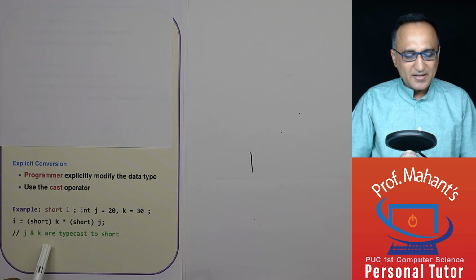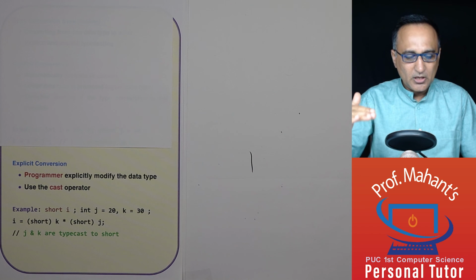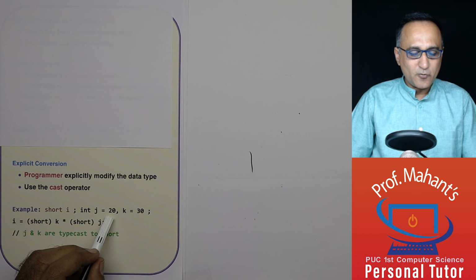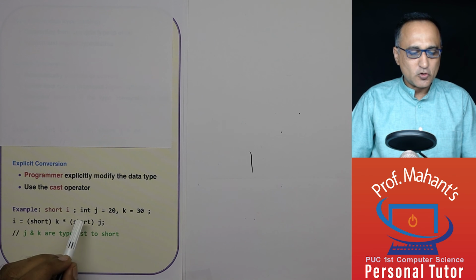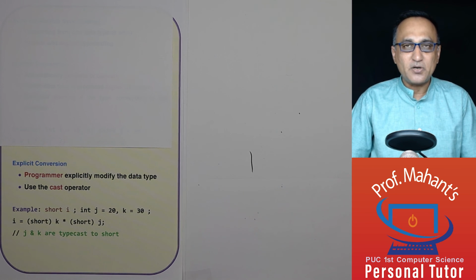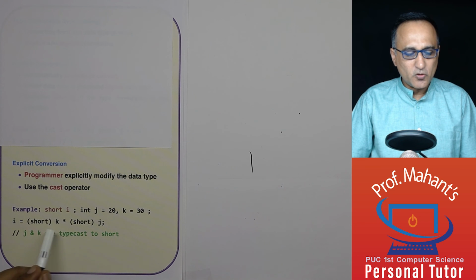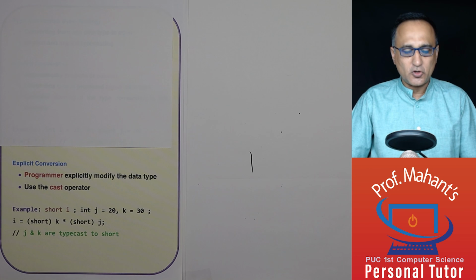Here both j and k are typecast to a short data type. That means from a higher they are brought down to a lower. Otherwise, if this was a big number, suppose this was 400 or 4000 and this was say another 4000, short would not be able to hold that particular number because it would overflow. So in order to avoid such a situation, you are typecasting it into or downcasting it into short k and short j.